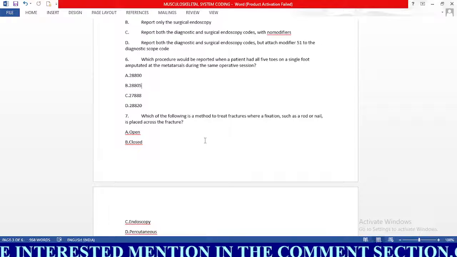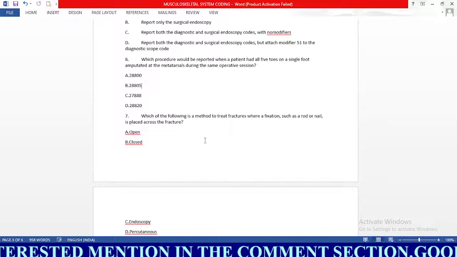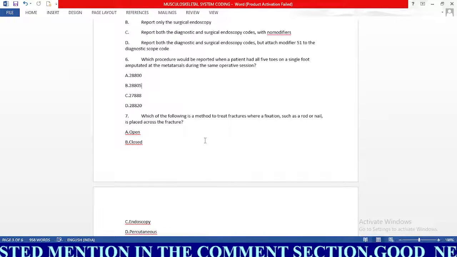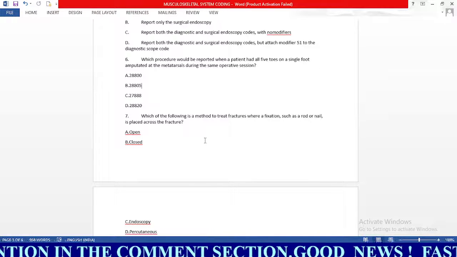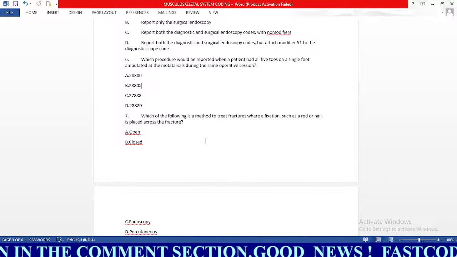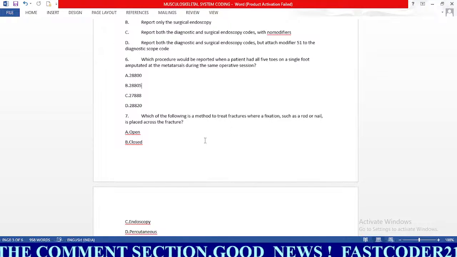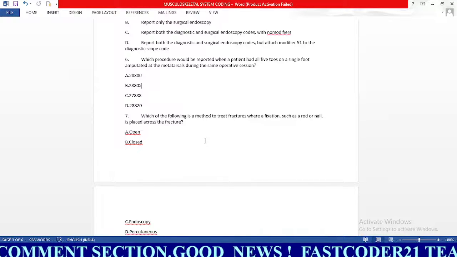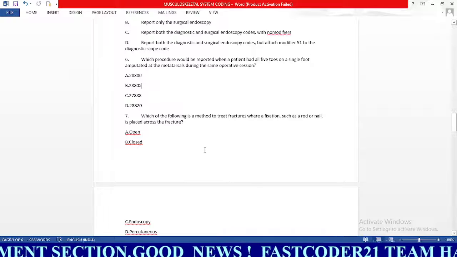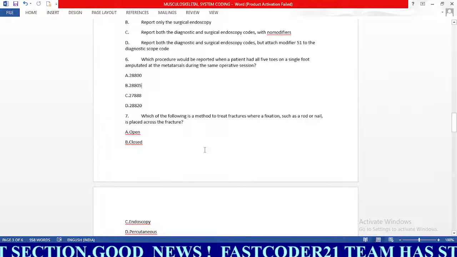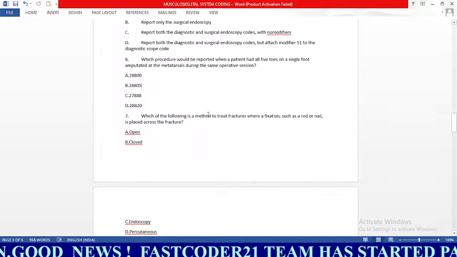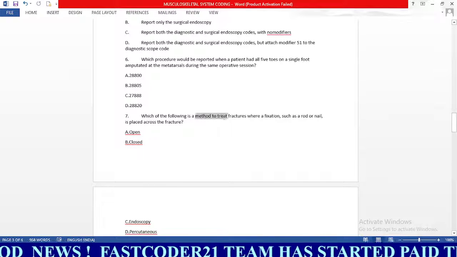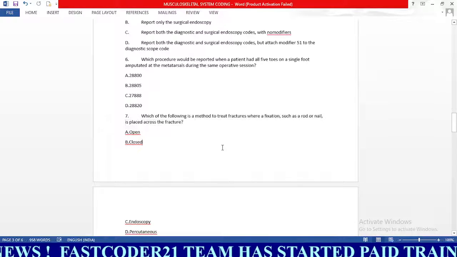Now time is over. Which of the following is a method to treat fractures where a fixation such as a rod or nail is placed across the fracture? Just now we have discussed these keywords. Whenever the physician needs to perform an open procedure, he needs to make an incision. But in our documentation there is no incision, so we can eliminate open.